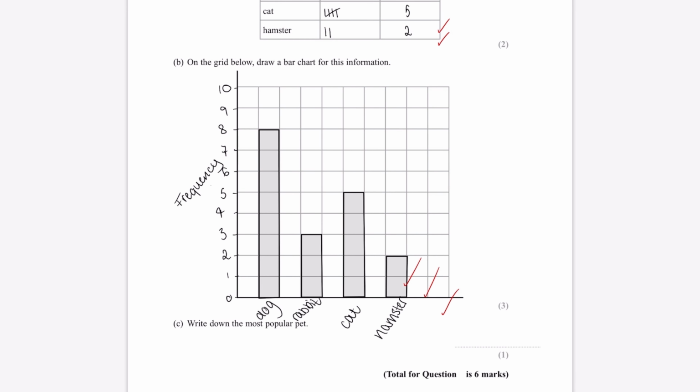Write down the most popular pet. So to work out the most popular pet, we can either look back at our frequency table or look at our bar chart. So using our bar chart, we're looking for the tallest bar, which indicates the highest frequency. And if we look at the bar chart we've drawn, we can see that the dog bar has the greatest frequency and therefore is the most popular pet. And this question's worth 1 mark, and this is for stating that the dog is the most popular pet.